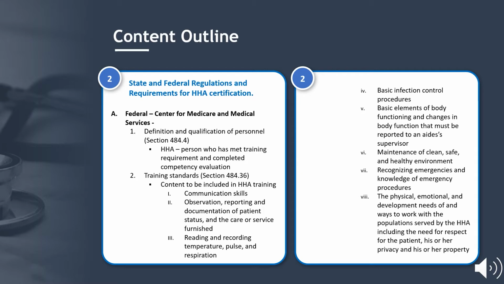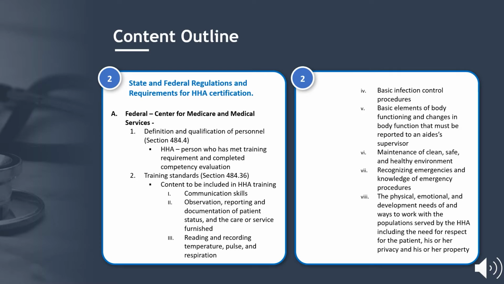Training standards. Section 484.36. Content to be included in HHA training. Communication skills, observation, recording, and documentation of patient status and the care or service furnished. Reading and recording temperature, pulse, and respiration. Basic infection control procedure, basic elements of body functioning and changes in body function that must be reported to an aide supervisor. Maintenance of clean, safe, and healthy environment.